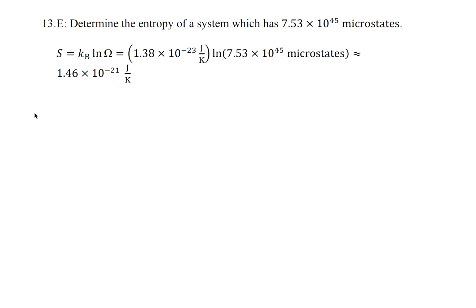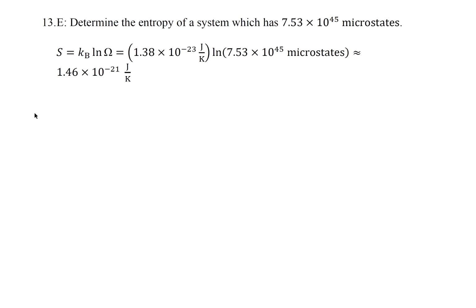Question 13. Determine the entropy of a system which has 7.53 times 10 to the 45 microstates. So we know K sub B is a constant, and we're given omega, so we could solve for S.